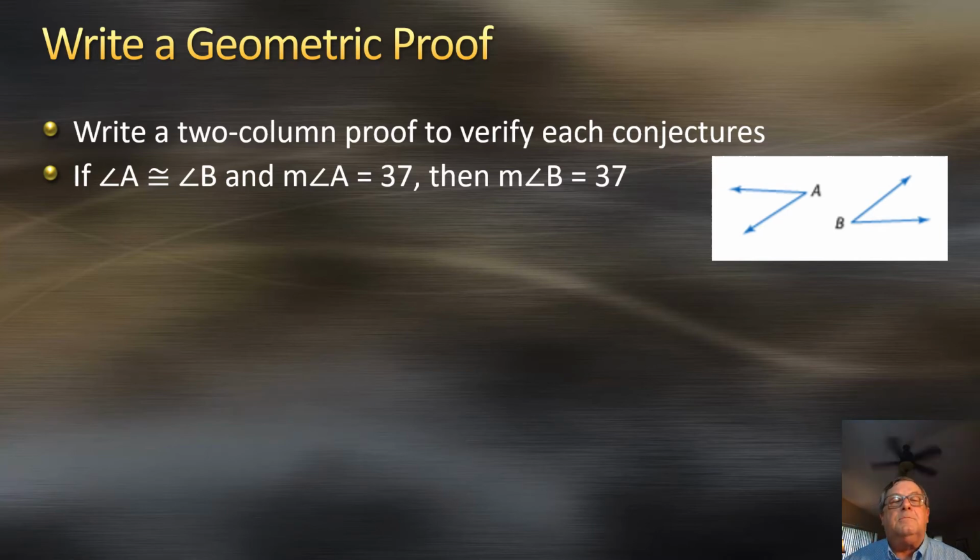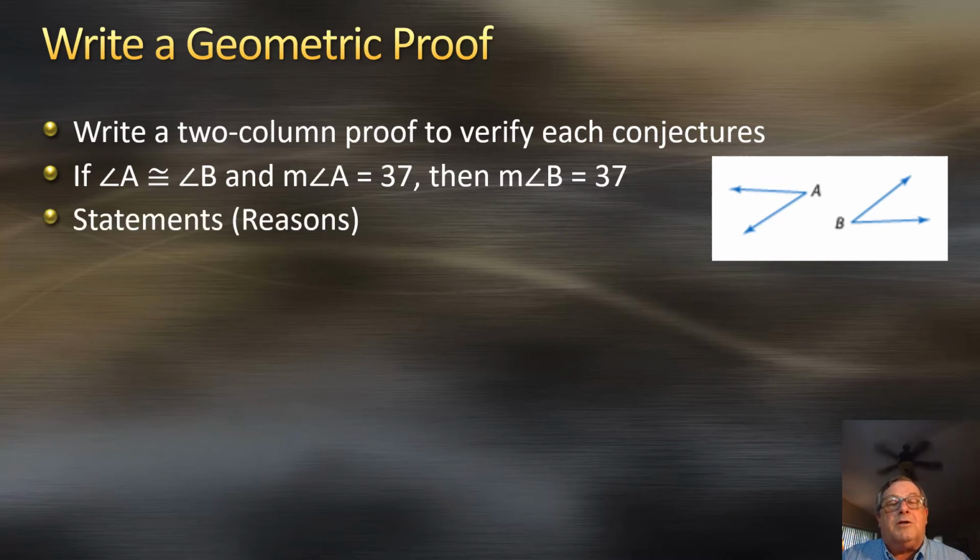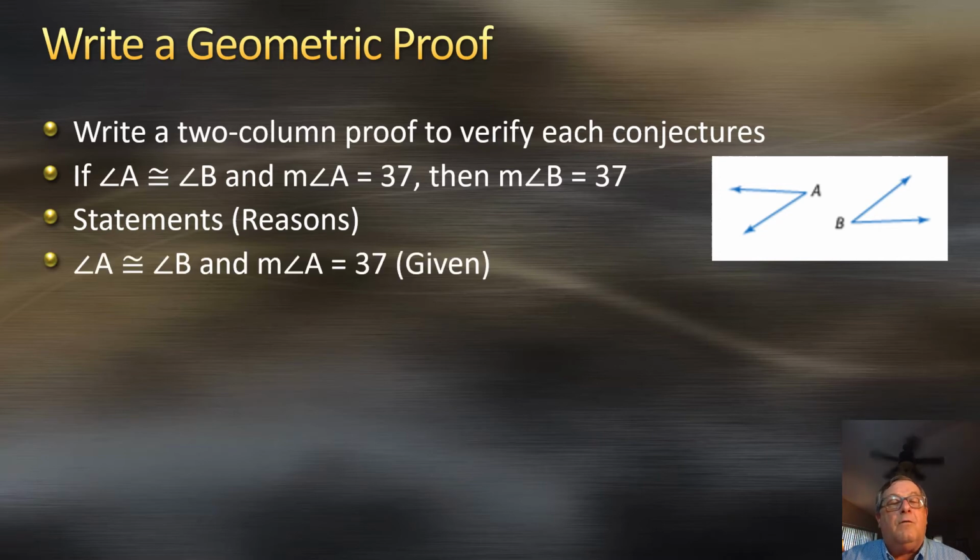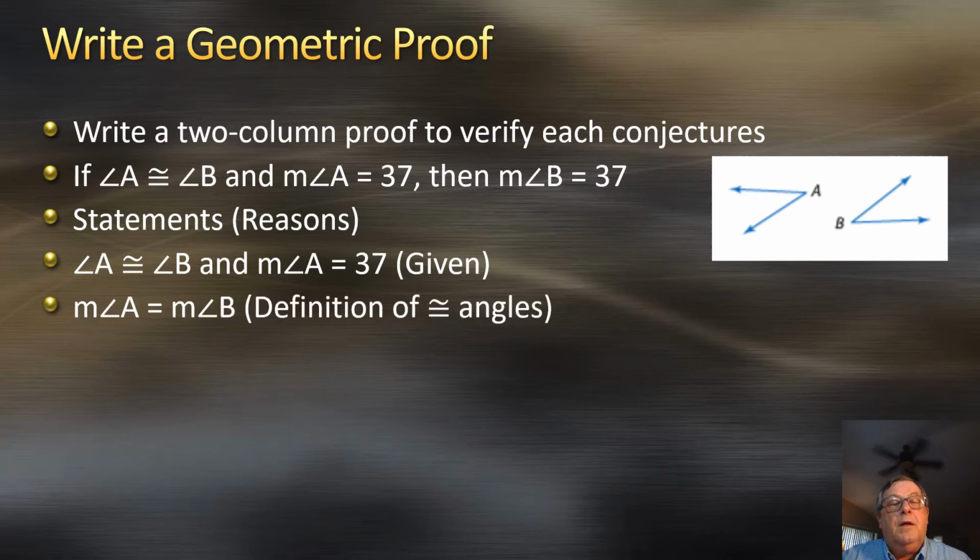Now, you might look at that and think about that for a moment and say, well, sure, that's got to be true. But we've got to do the why, and we've got to do it step by step, and that's the essence of writing a proof. So we're going to give our statements and reasons, and again, rather than actually have two columns, I'm putting the reasons in parentheses. First up, we always state our given, and that is that angle A is congruent to angle B, and we've got two given statements, and the measure of angle A equals 37. Now, let's begin with our proof.